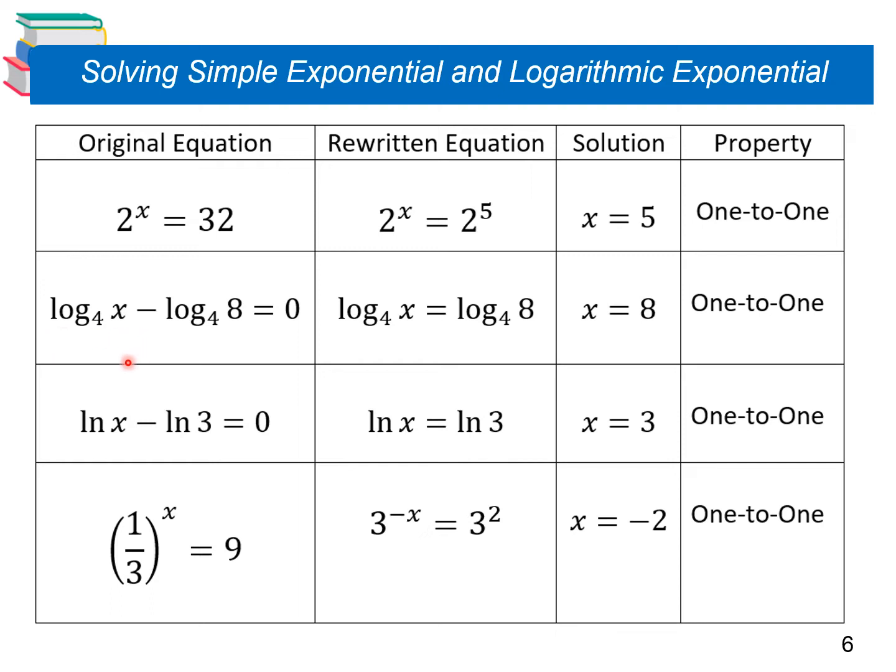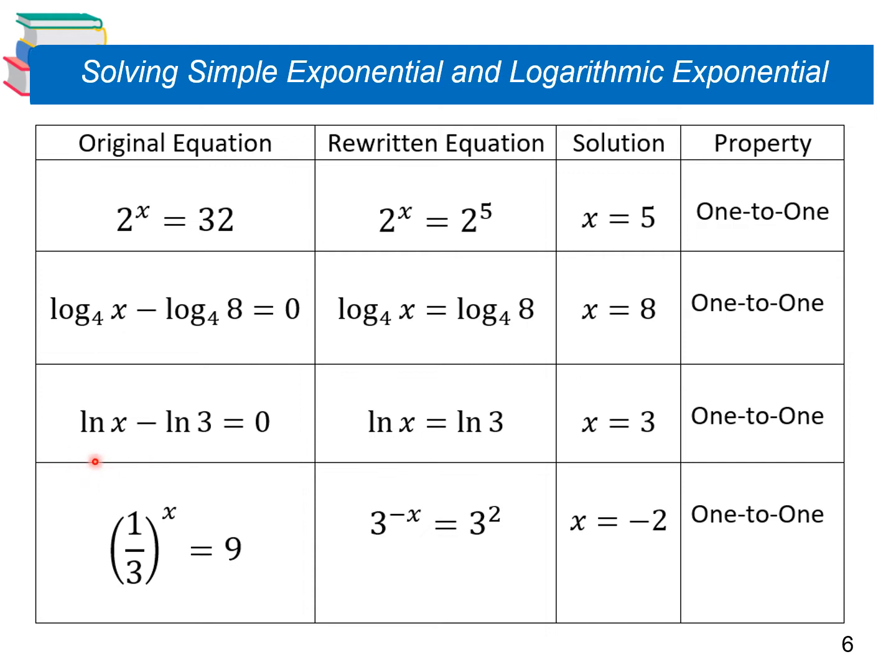We have log x to the base 4 minus log a to the base 4 equals 0. We can transpose minus log a to the base 4. So we will be having log x to the base 4 equals log a to the base 4. Then we have the solution x equals 8 and is still under one-to-one property.